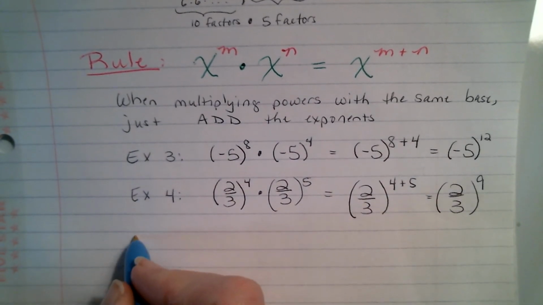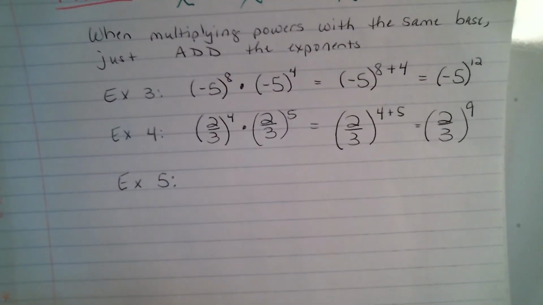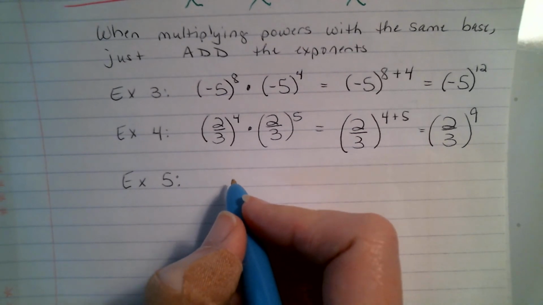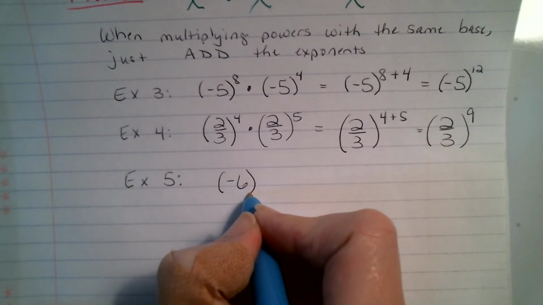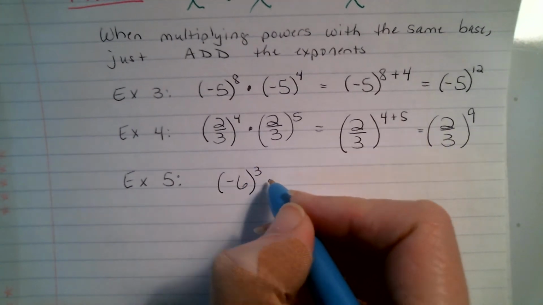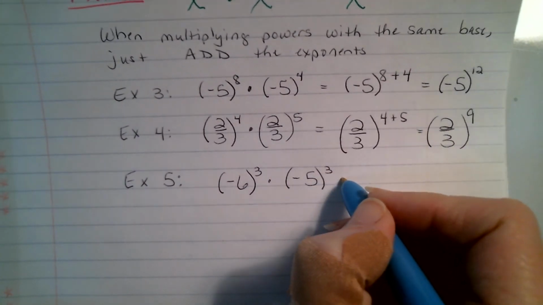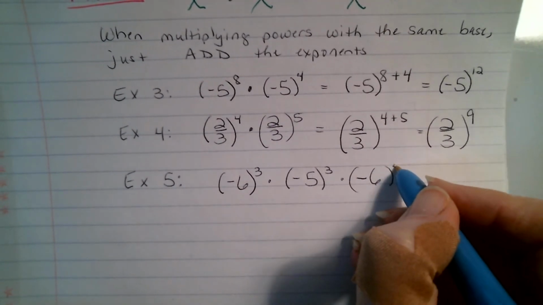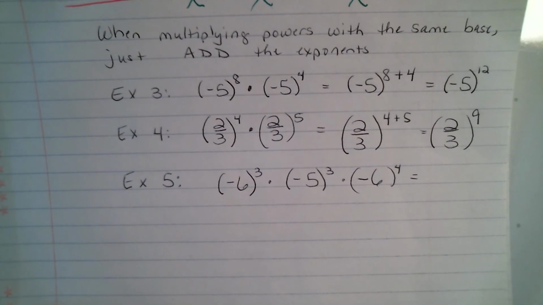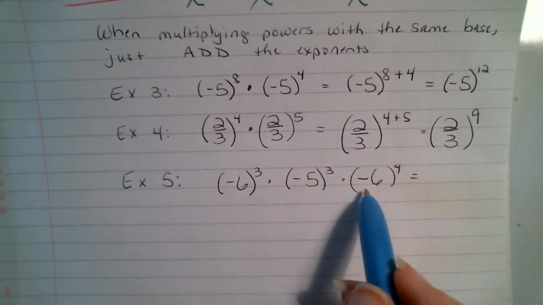All right, this last example, just a small little twist, a little up of the ante in terms of difficulty, all right? What if we had negative 6 raised to the 3rd power times negative 5 raised to the 3rd power times negative 6 raised to the 4th power? So now we have 3 factors in there. But these are the only ones that have the same base.